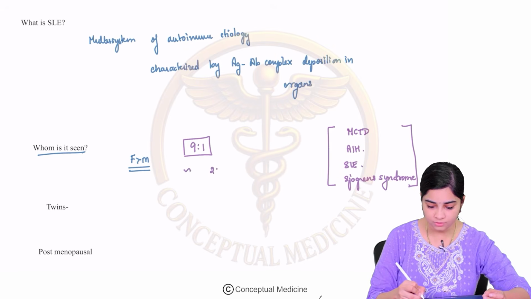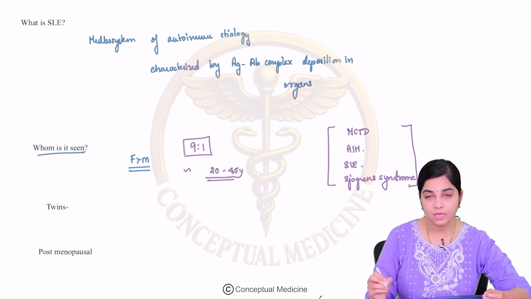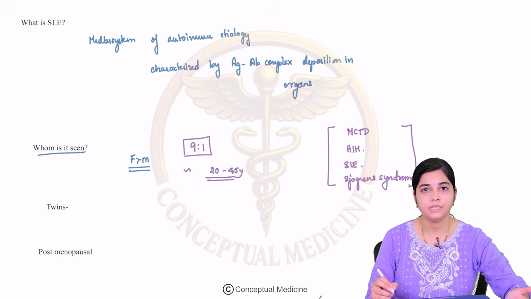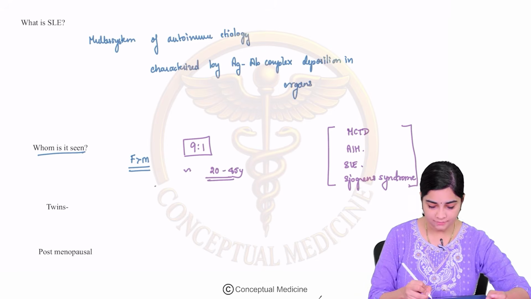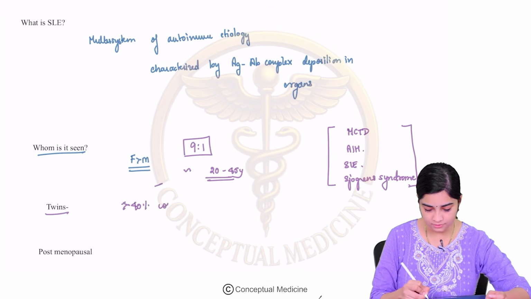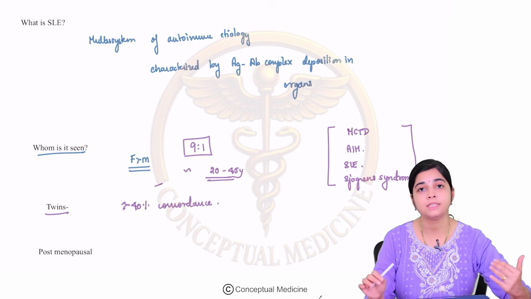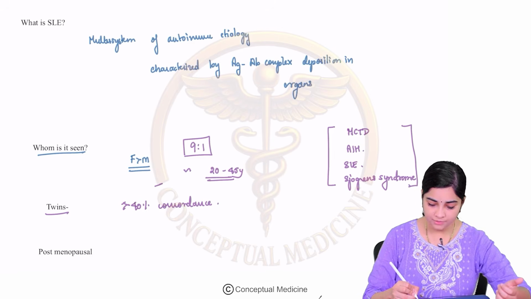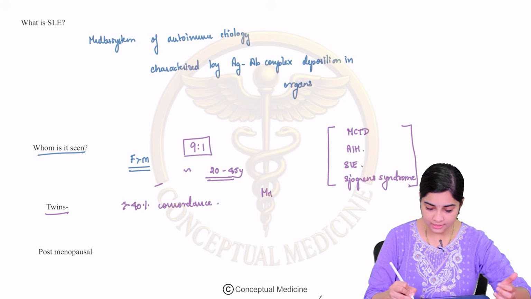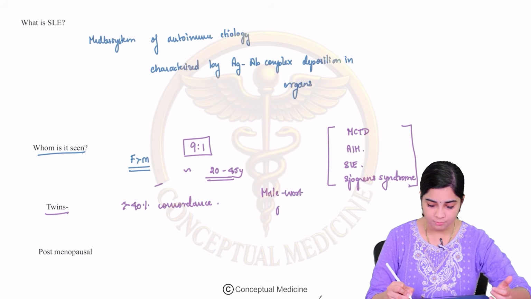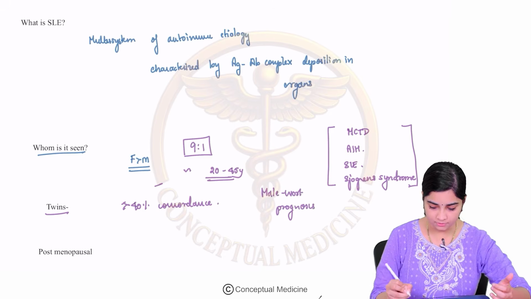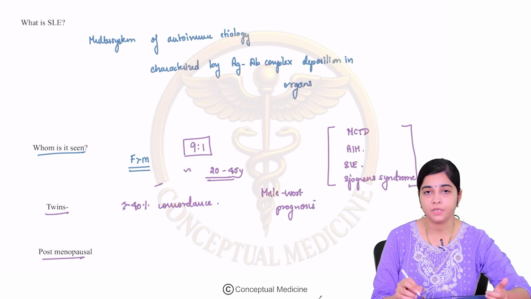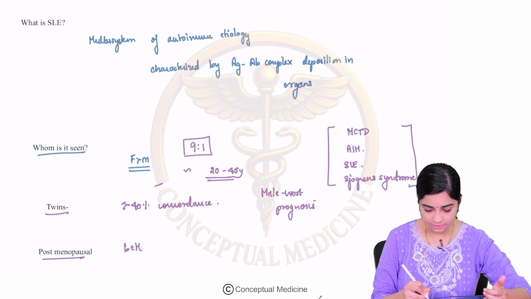seen in the age group of around 20 to 45 years, and sometimes you can even find it in the younger age group. As far as twins are concerned, there is a more than 40% concordance. If one twin has it, the probability that the other twin will have it is more than 40%. When we speak about the prognosis, male SLE has the worst prognosis, and postmenopausal women usually have a better prognosis.